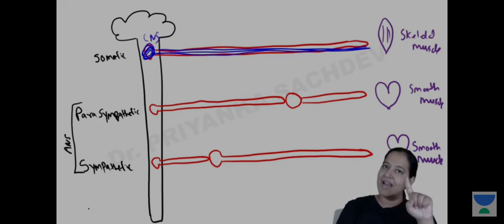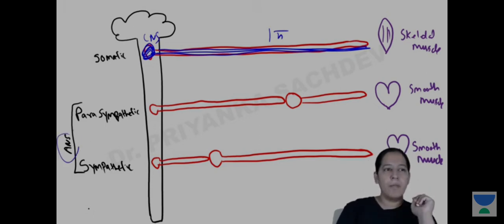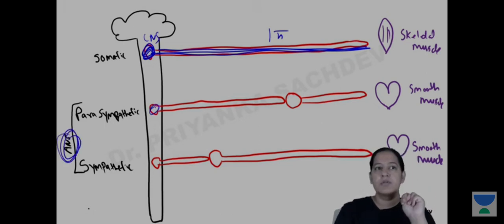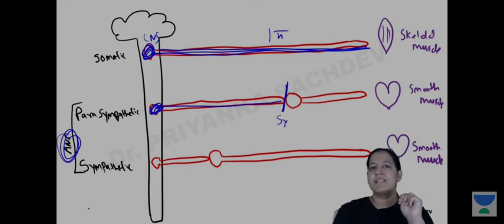So only one axon, one nerve is there, starting from CNS and ending in the organ. But in autonomic nervous system, you can see two nerves. So this is the first cell body. This is the first nerve. This is a junction. The junction is known as synapse.